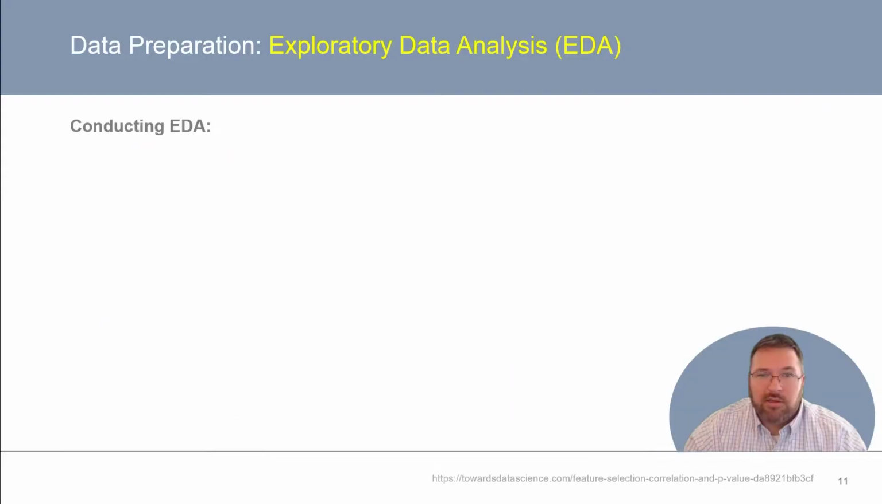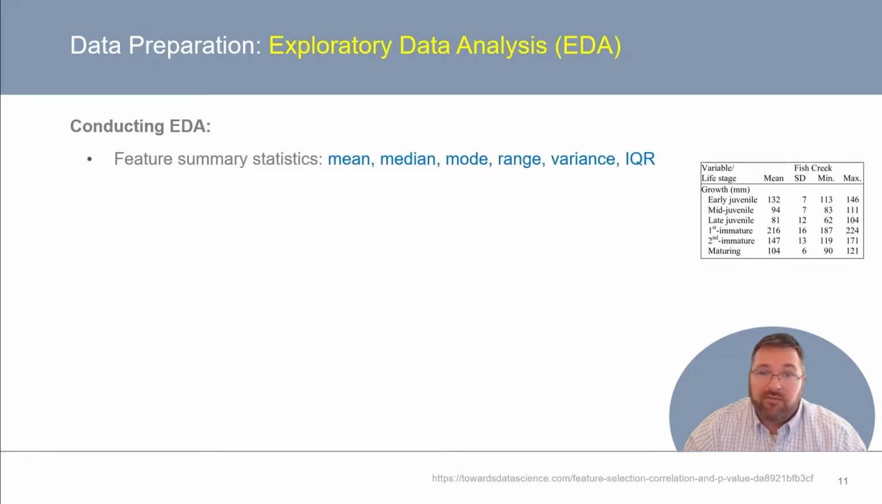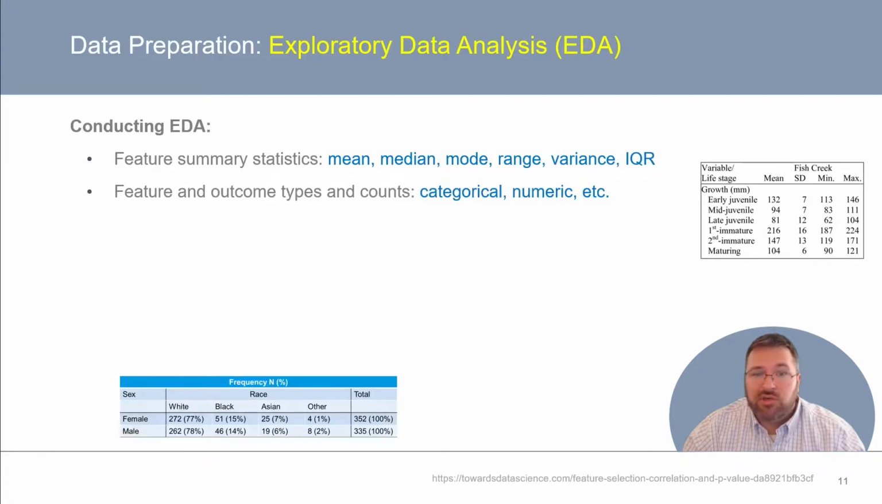It's best to think of EDA as being continuously integrated into the entire data preparation phase of a machine learning analysis pipeline. So what are some example aspects of conducting an EDA? It can involve generating feature summary statistics, including mean, median, mode, range, variance, interquartile range, etc. Or it can be used to assess feature and outcome types or counts. In other words, determining if variables are categorical, numeric, etc.